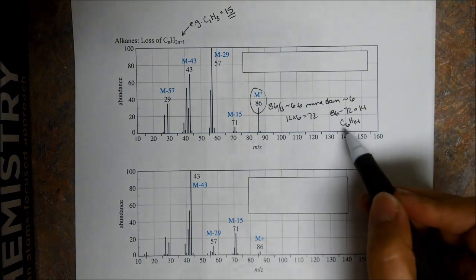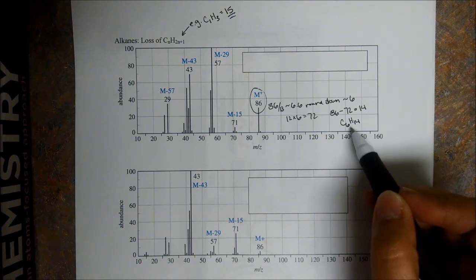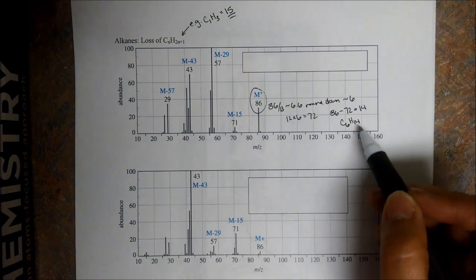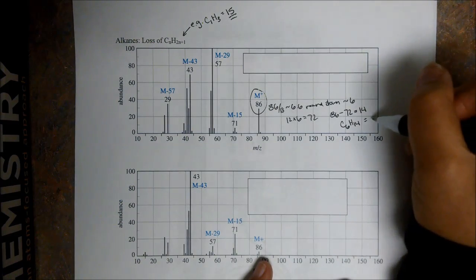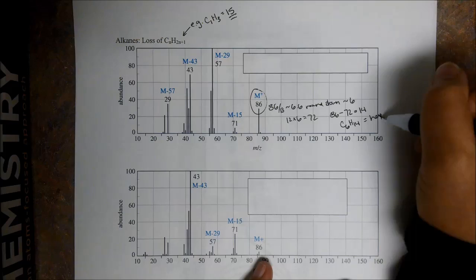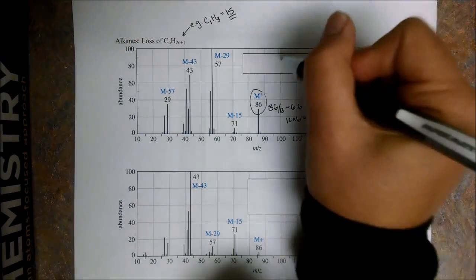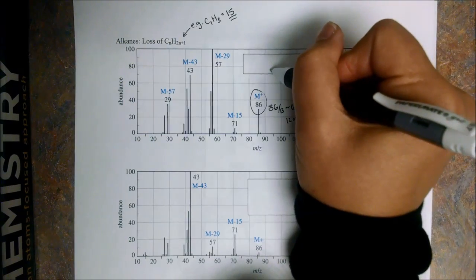Okay, so this corresponds to C6H14. So this actually fits. Remember way back when we learned the common formulas for normal saturated alkanes? This corresponds to hexane, because it was CnH2n plus 2. Okay, so this corresponds to hexane.